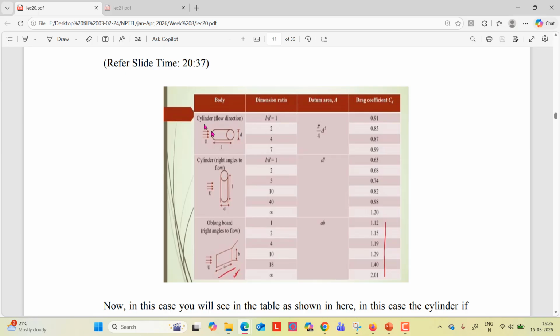So this is for different shapes of body and how they are presented to the flow direction. When the cylinder is in horizontal position, the projected area is pi by 4 d square. When the cylinder is in the vertical position, the projected area on the vertical plane is dl, right? This will also change with the dimension ratio, and that is how the drag coefficient also changes. Okay. Here a long board, you can see the projected area is A cross B.